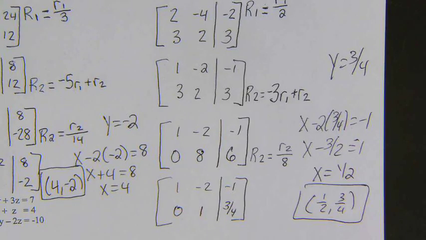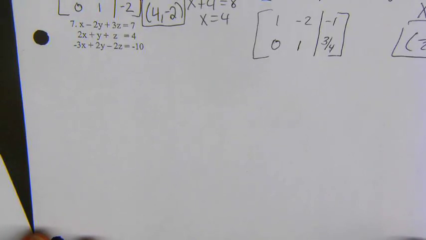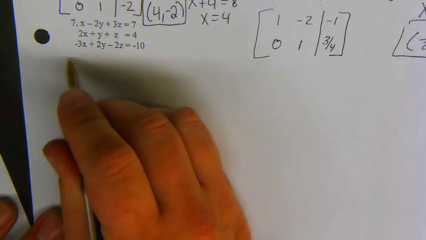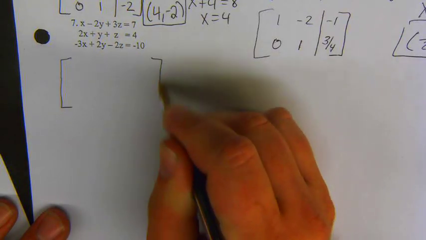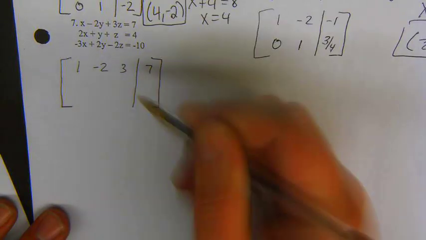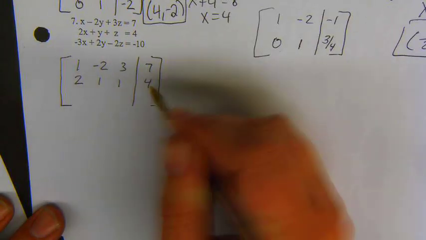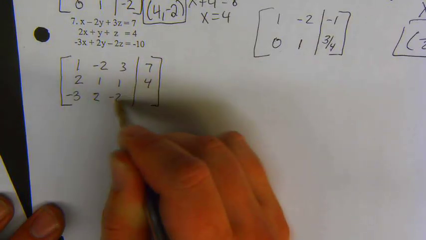Any questions right now before I move on to a 3x3? All right, so the steps for a 3x3 are the same, they just take a little bit longer. So, again, step 1, let's go ahead and get this set up. 1, -2, 3, 7. 2, 1, 1, 4, -3, 2, -2, -10.